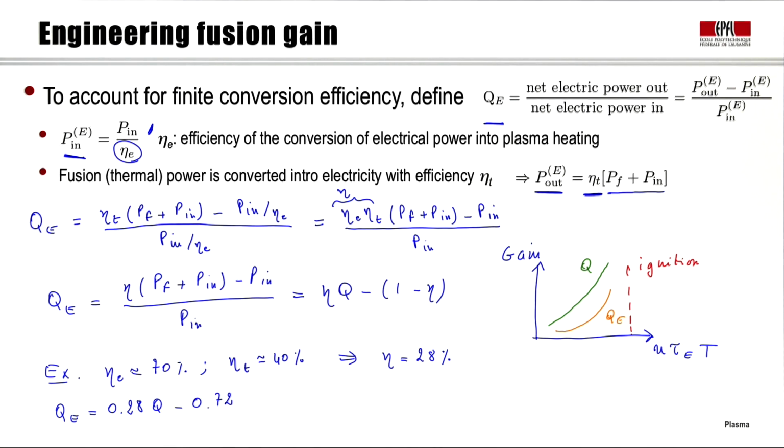For example, if I have an engineering Q of about 10, that corresponds to, or in fact needs, a physics gain of about 40. Vice versa, if I have a value of the physics gain that is Q equals 10, that corresponds to an engineering gain of about 2.